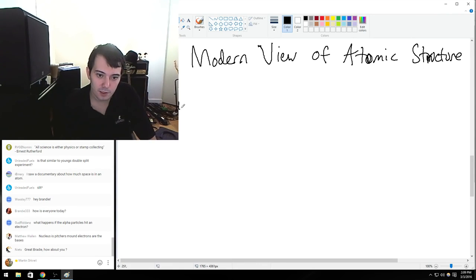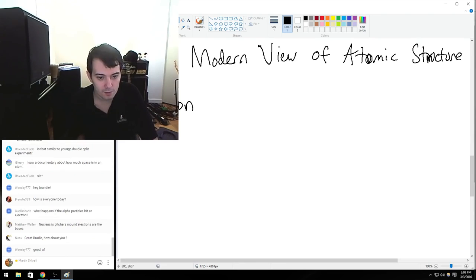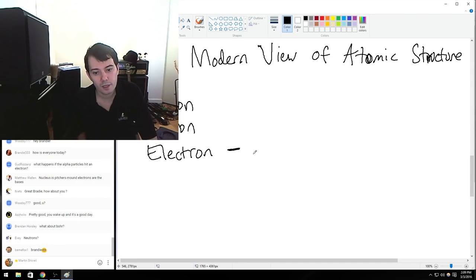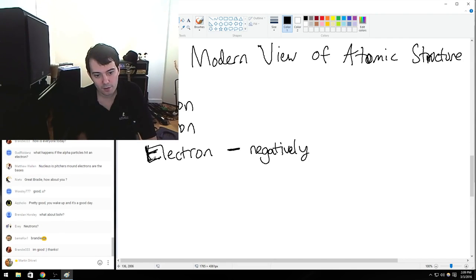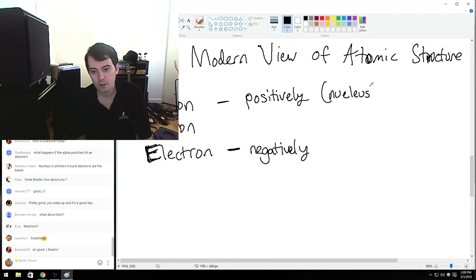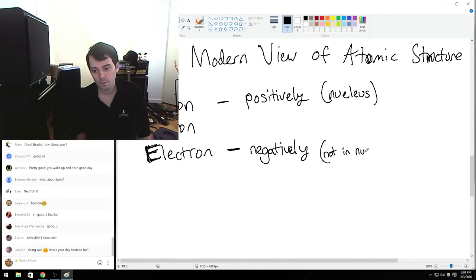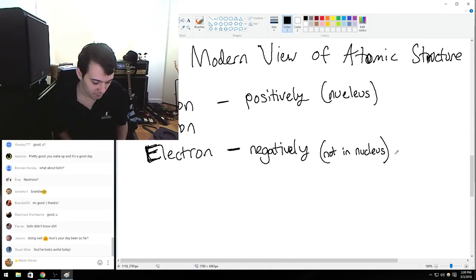So, we have three atomic particles: proton, neutron, and the electron. We know the electron is negatively charged. We know, thanks to Thomson's experiments, and thanks to Rutherford, that the proton is positively charged, and it's part of the nucleus. We know that the electron is not in the nucleus. That's all we'll disclose right now. We'll learn all about electrons shortly.